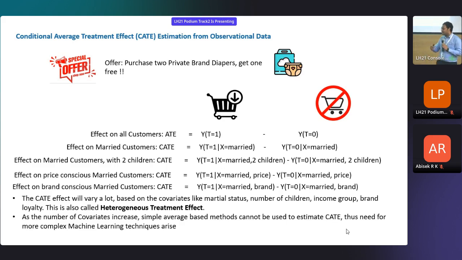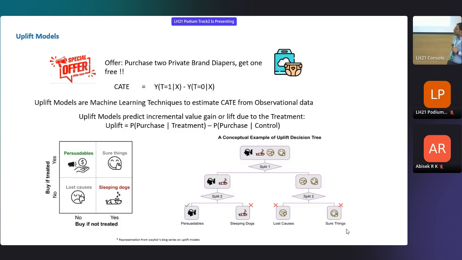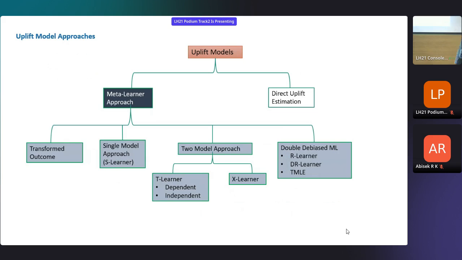And so as the number of covariates keeps increasing, we cannot simply take the difference of these conditional averages to measure the CATE, and it brings us to more sophisticated ML techniques. So that is where we go to the uplift models, which are essentially ML models to estimate the CATE from the observational data, and we can conceptually represent the customer base in the form of a tree-based structure. And our goal would be to go from this entire customer base to the persuadables, so that we can effectively target them.